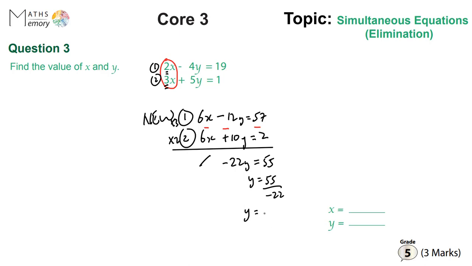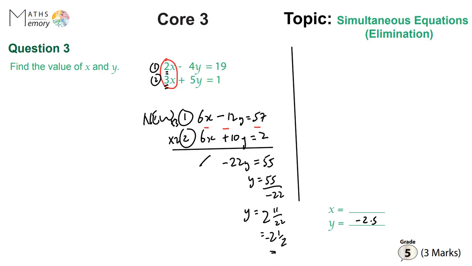Just ignore that minus for a minute. It'll be 2, remainder 11 over 22, which is simply 2.5. Okay, and this would be a minus because a positive divided by negative always gives a negative. So 2.5 is the answer. Y would be minus 2.5. Let's sub this into now either 1 or 2 on our original equations to find out the value of x.